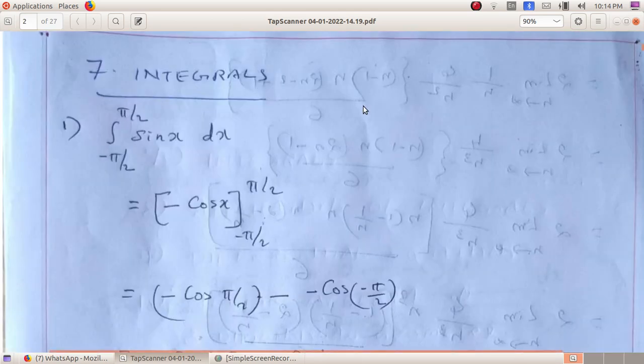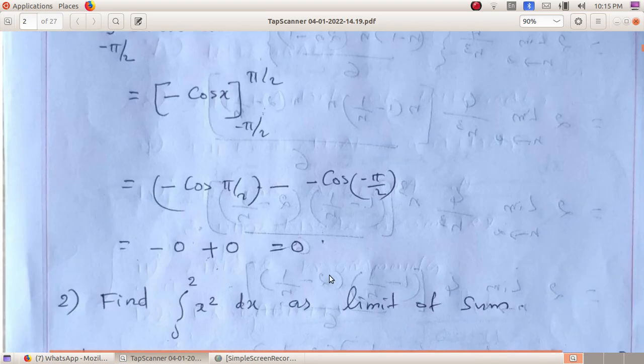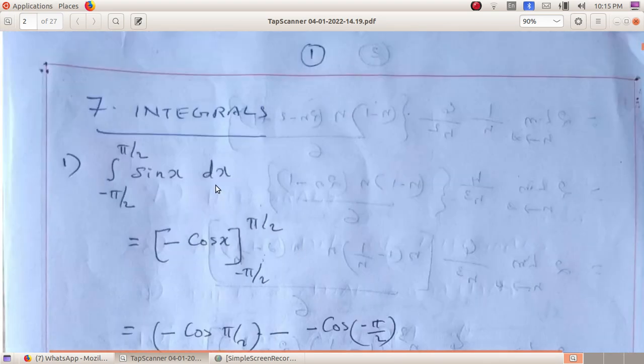Yes, integrals. Let us discuss the first question: integral from minus pi by 2 to pi by 2 of sin x dx. Actually, this is an odd function, so from minus pi by 2 to plus pi by 2 the answer will be 0, but we can do it manually. We know integral of sin x equals minus cos x. Then apply the limits minus pi by 2 to plus pi by 2.